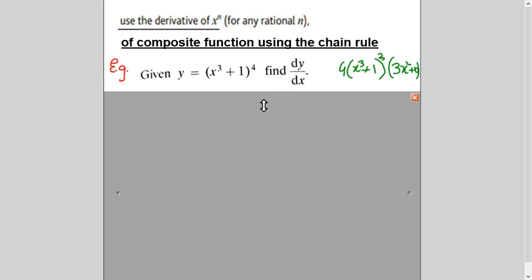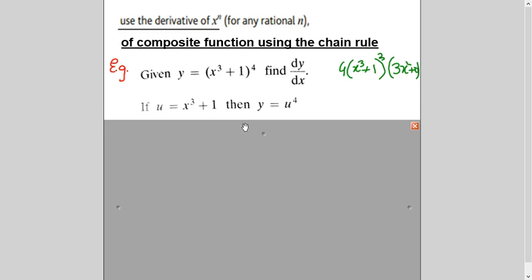But actually, the chain rule works behind this. For example, you say, okay, let u be equal to this, x cubed plus 1. So your function becomes y equals u power 4. You can see here, y is equal to u power 4.